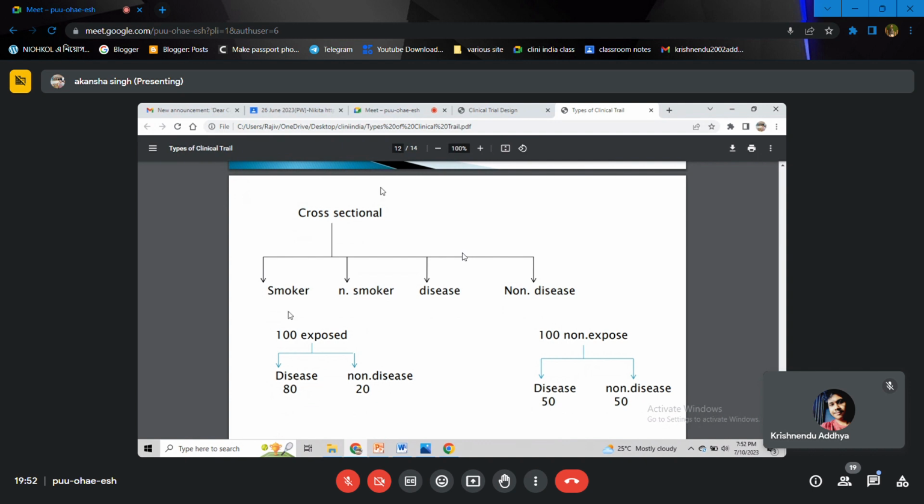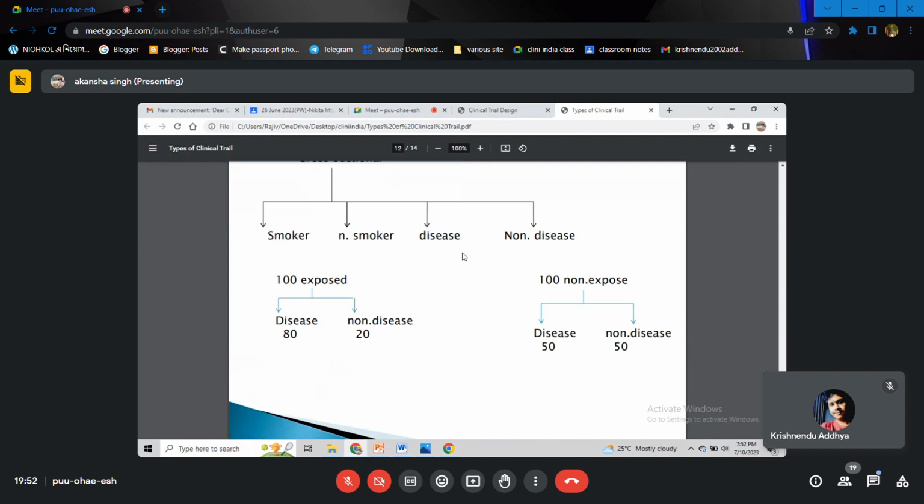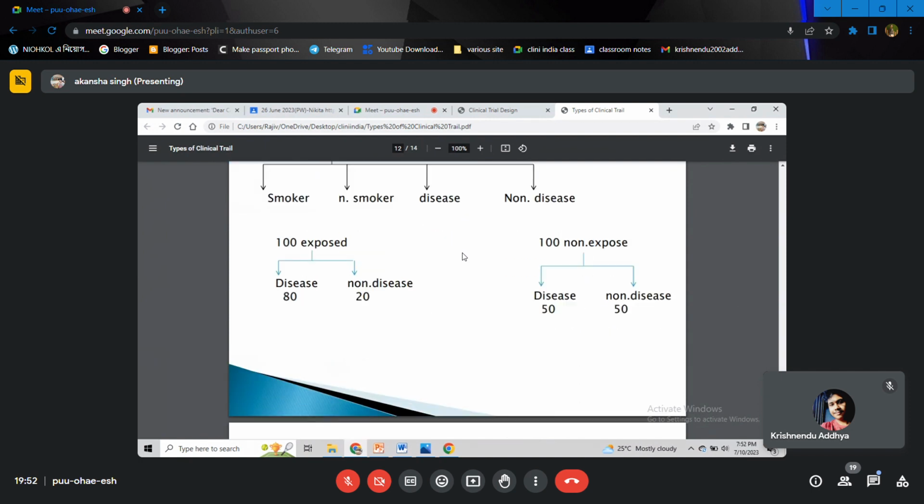So among smokers, 100 were exposed to smoking conditions. From them, 80% developed the disease and 20% were non-disease. From the 100 non-smoker population, 50 developed the disease and 50 are non-disease. Now our interest is what? Our interest is the disease, and exposure and non-exposure. We will not be considering non-disease. We are only bothered about the disease one. So what we will do, we will see the prevalence.